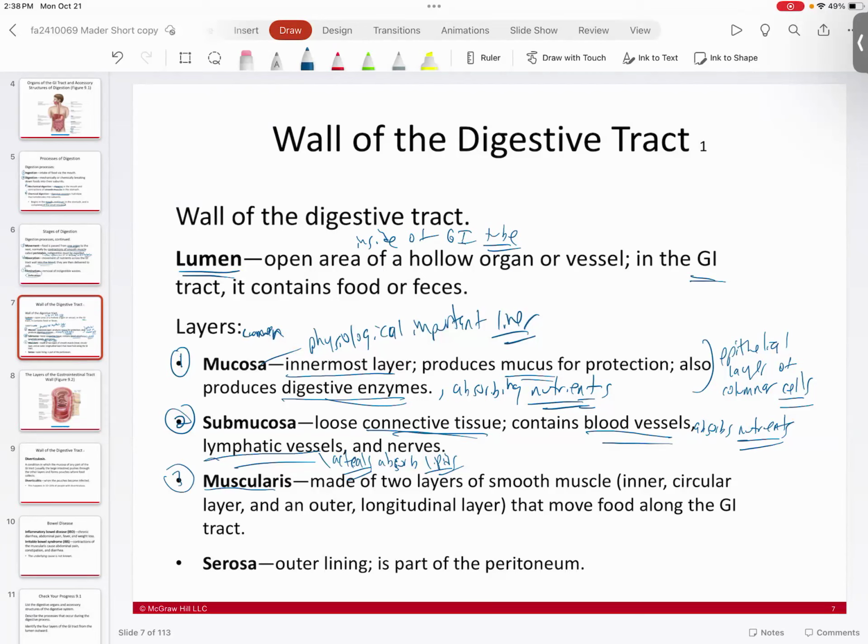Then number 3 is another layer called the muscularis. This is a region of smooth muscle. In most areas of the GI tract, you have 2 different types of muscle: an inner circular layer and an outer longitudinal layer, with the exception of the stomach. The stomach has 1 extra layer called the obliques, so it has 3 layers. Everybody else in the GI tract has just the 2 layers. And then the outermost portion is the serosa, which is an outer connective tissue lining.